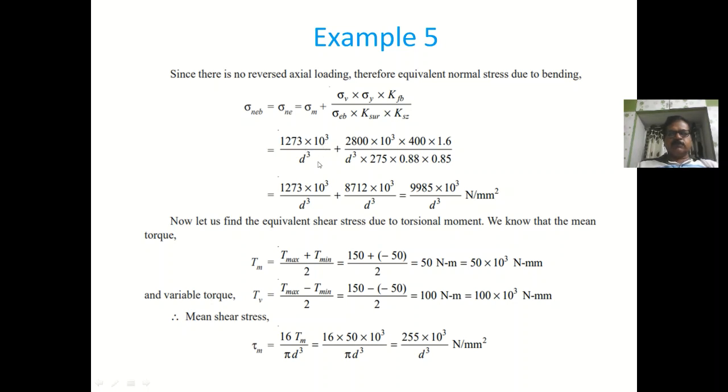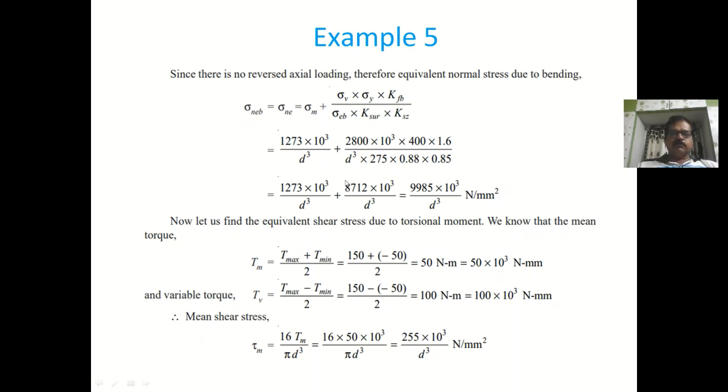1273 into 10 power 3 by d cube plus 2800 into 10 power 3 into 400, 1.6 by d cube, 275, 0.88 and 0.85. So after calculating this, it comes out as 9889985 into 10 power 3 by d cube Newton per mm square. So this is the normal equivalent stress.